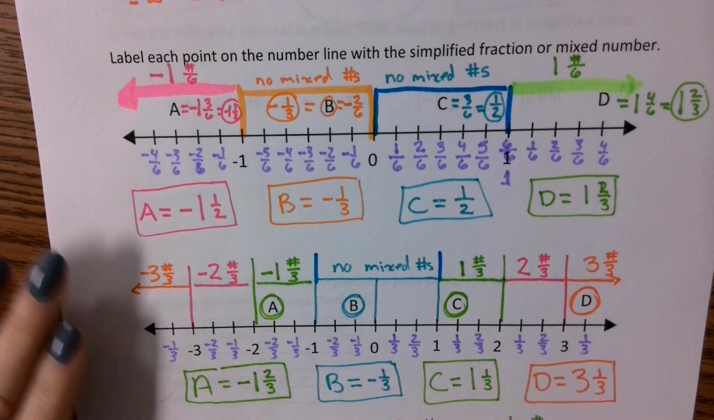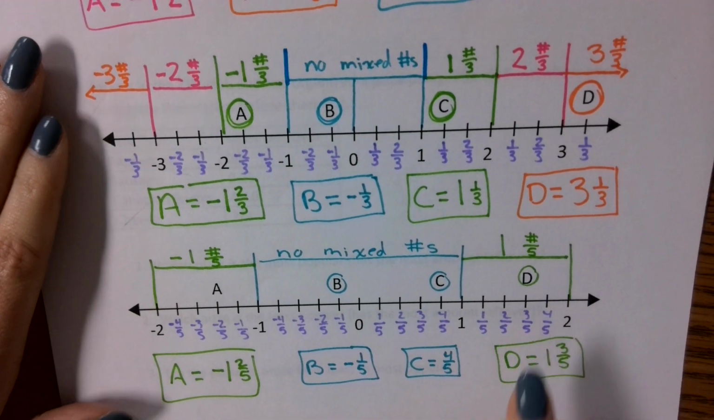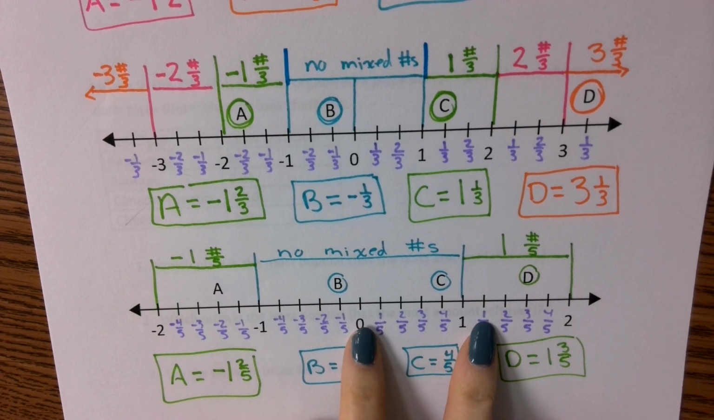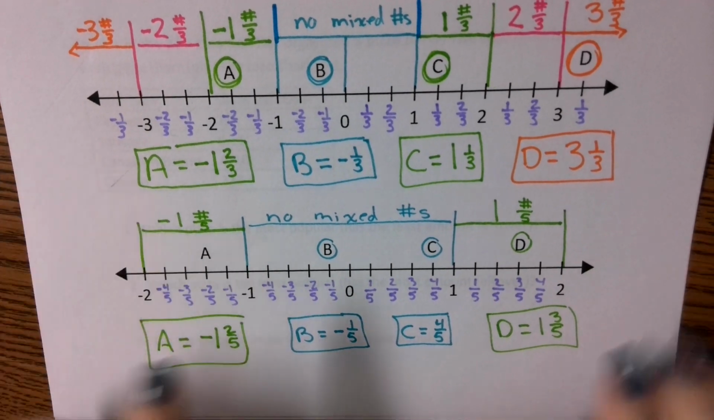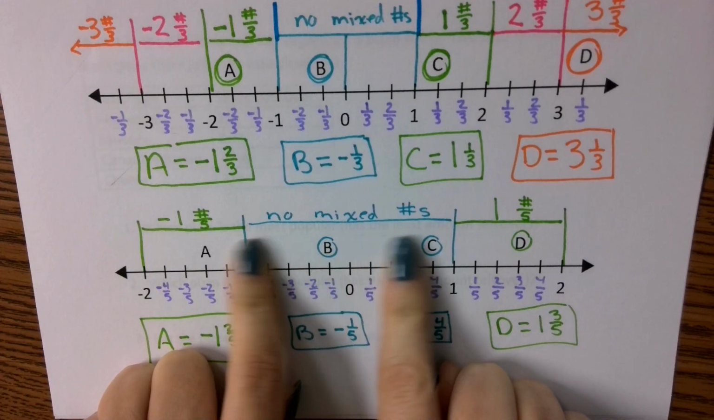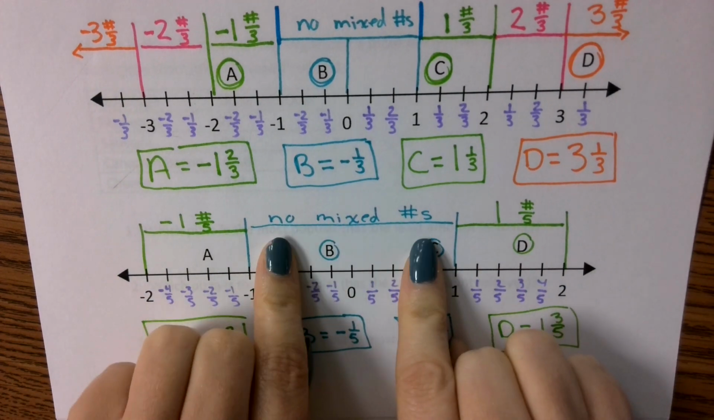This one was 3 jumps. The one down below was 5 jumps. So it allows us to see what the fractional value is in between our whole numbers. Now remember, every time that we are between -1 and +1, those represent fractions that do not have any mixed number portions. So no whole number values are going to go there.